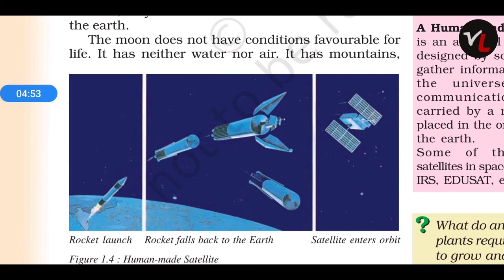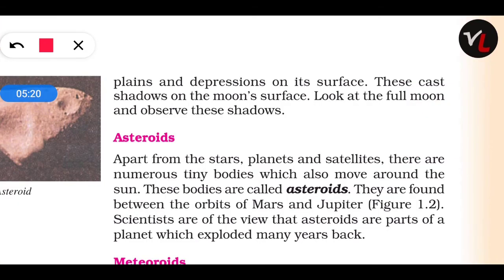Does the moon have favorable conditions for life? No, the moon does not have favorable conditions for life. That is, it does not have water or air. It has mountains, plains and depressions on its surface. These cast shadows on the moon's surface.